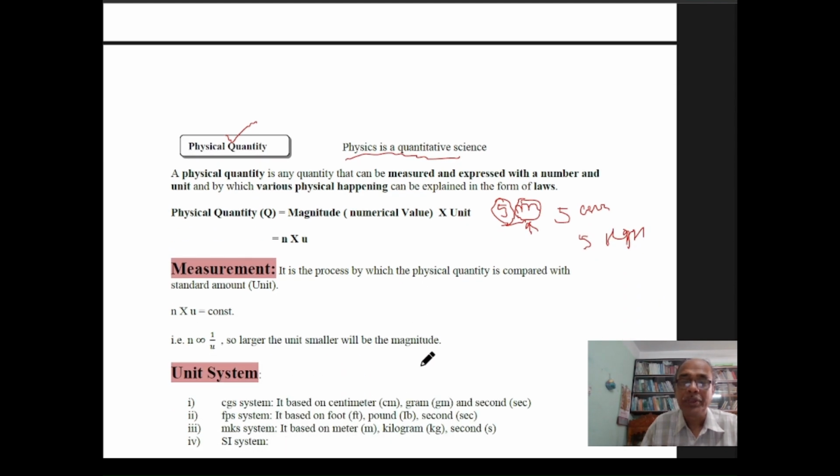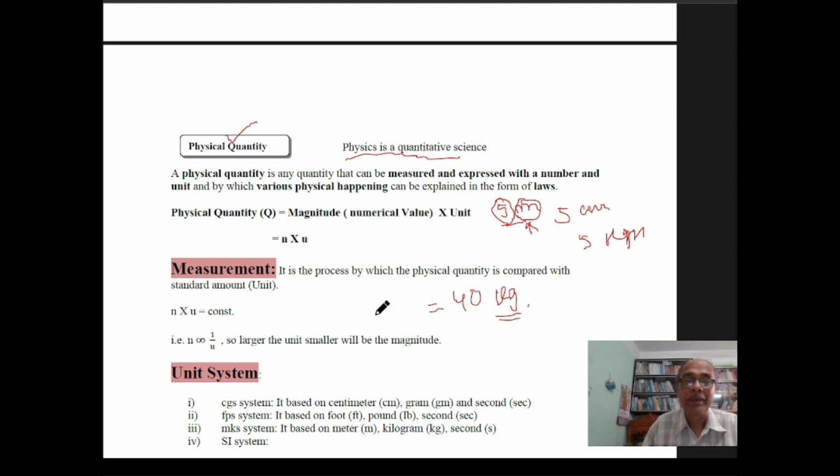Now a physical quantity can be measured, and we have to measure it in terms of a proper unit. Suppose you are measuring length, obviously the unit will be meter, not kg. So measurement is the process in which the physical quantity is compared with a standard amount of unit. Suppose the mass of a body is 40 kg. Kg is the standard, and the mass is 40 times this standard.